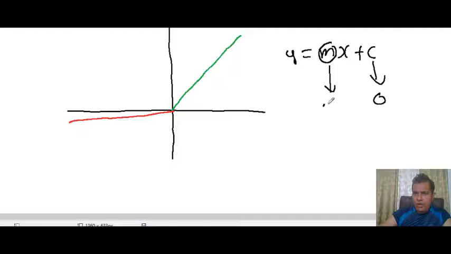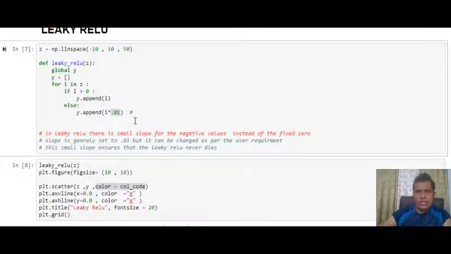So the same thing is happening in my code also. I am saying 0.01. So why 0.01? There is no specific reason why 0.01. Instead of 0.01, you can take 0.02, 0.03. It's a user defined value also. But normally it is taken as 0.01. We should take a very small slope so that for negative values of x, output should be generated, but the generated output should be very less. And that is why we are taking 0.01. So 0.01 is nothing but your slope. So when your x is negative, your y would be x into 0.01.